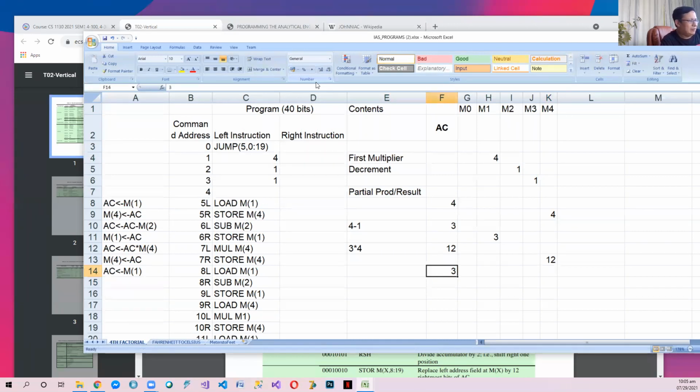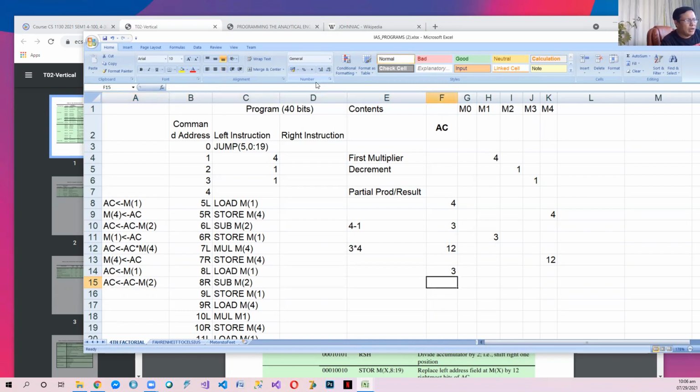Okay. So AC now becomes 3, no? And then we sub M2. M2 is our way of computing the next, no? So we already have a sub M2. So this means AC receives AC minus M of 2.